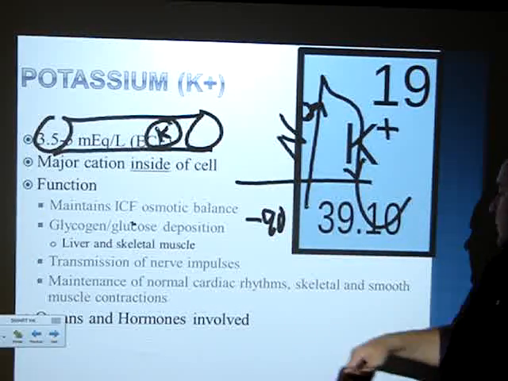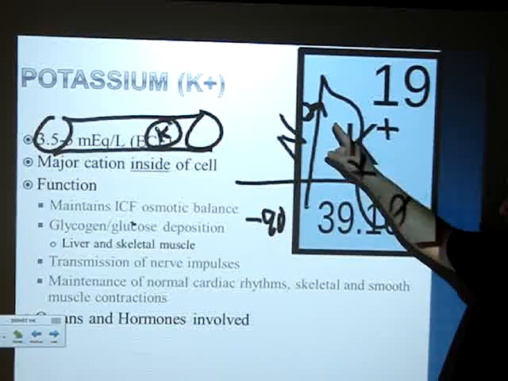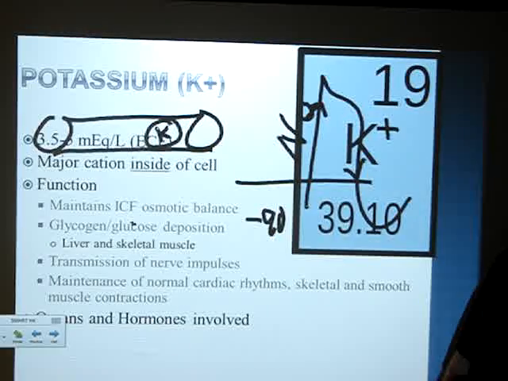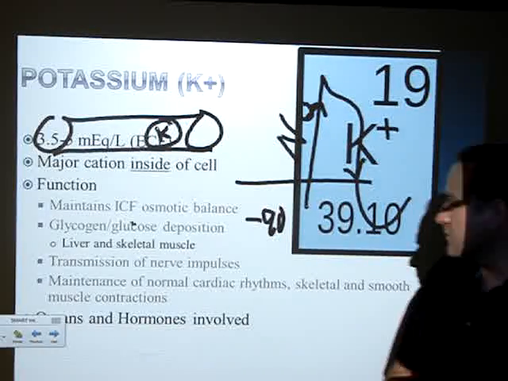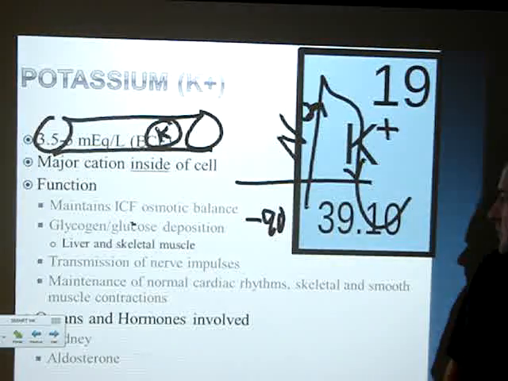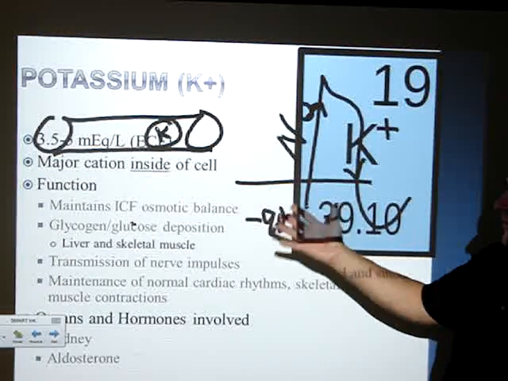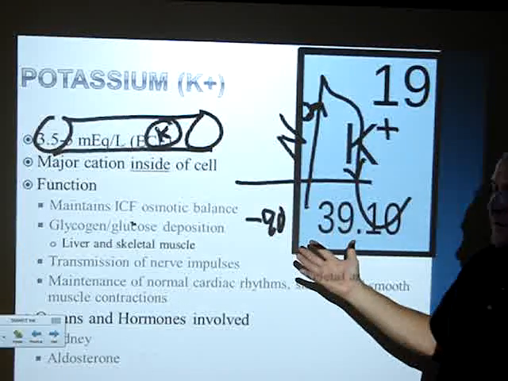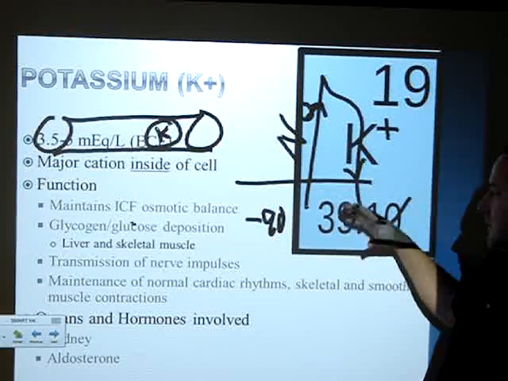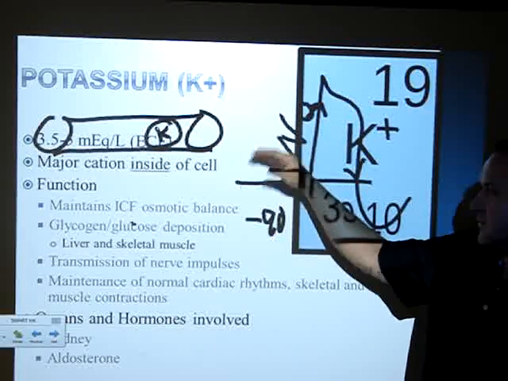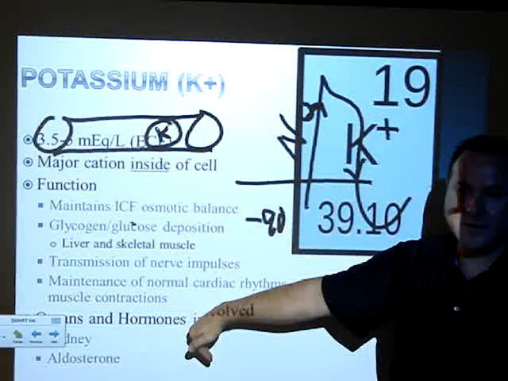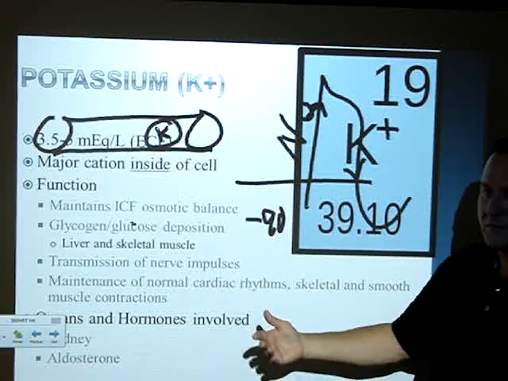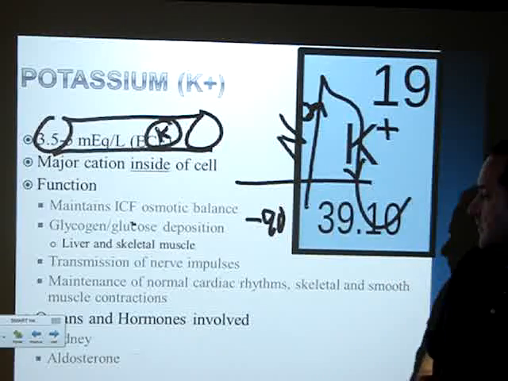Maintenance of normal cardiac rhythms, again for the same reason, skeletal and smooth muscle contractions, okay, same reason. What do we got about organs and hormones involved, okay? What deals with it? Of course, the kidney does. Remember in the kidney how aldosterone, for example, okay, would take the sodium into the bloodstream, and then it would kick a potassium out every time it did. Okay, so that's one of the things, and of course the kidney is always maintaining every electrolyte anyway.